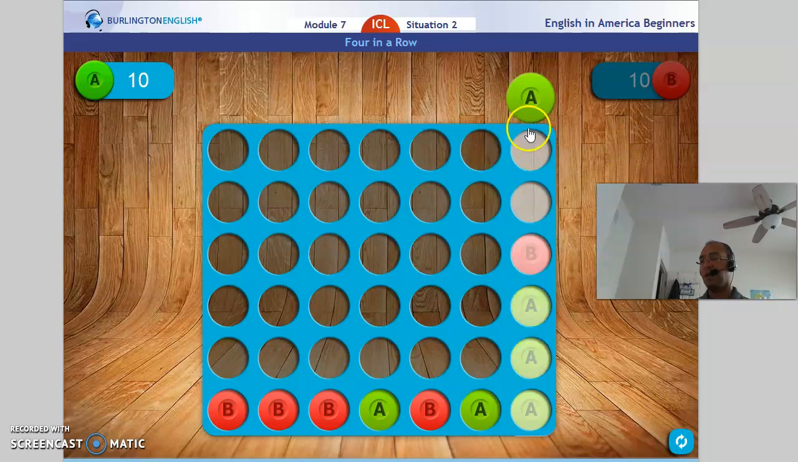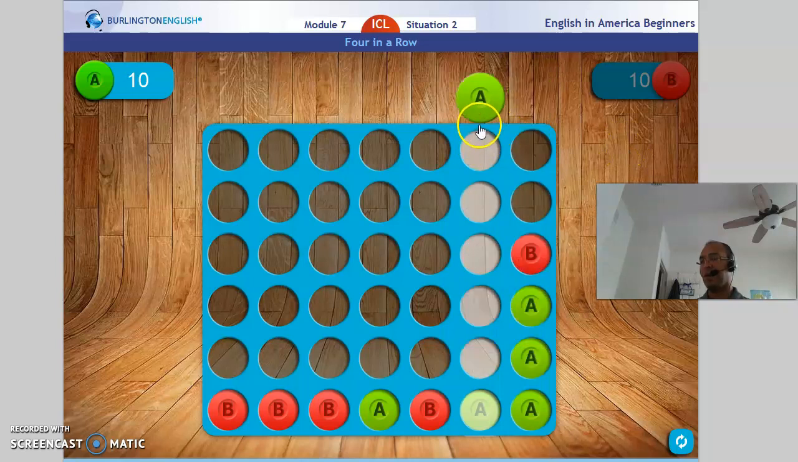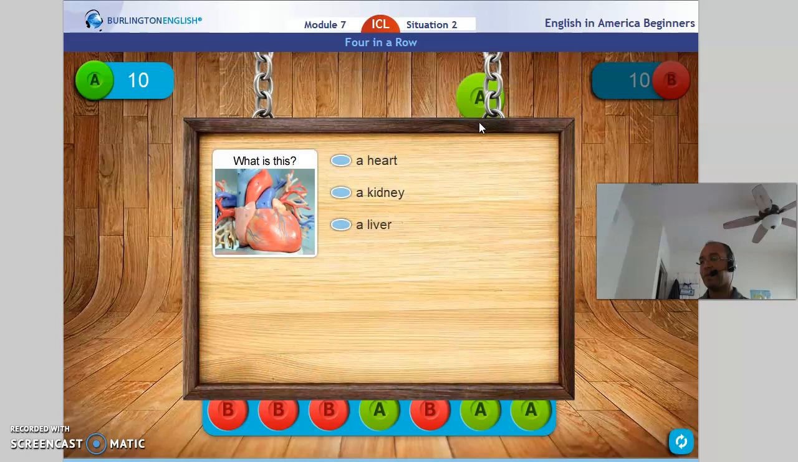Okay, so let's go to the second one right here. What is this? A heart, a kidney, or a liver? It is a heart.